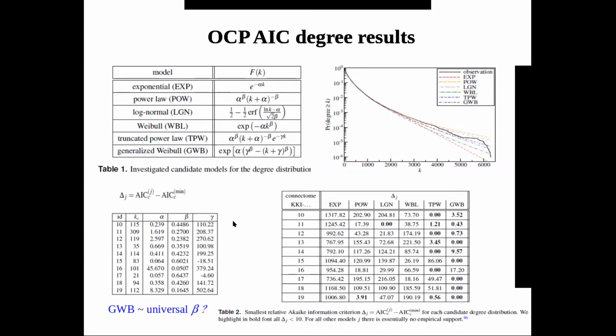So for the generalized Weibull, here are the parameters of the functions, alpha, beta, and gamma, and it turns out that the beta exponent seems to be, it's hard to say it's constant, but the differences are not so high. So one may consider that one of these connectomes can be used as a representative for further studies. And this is what we have done later on.